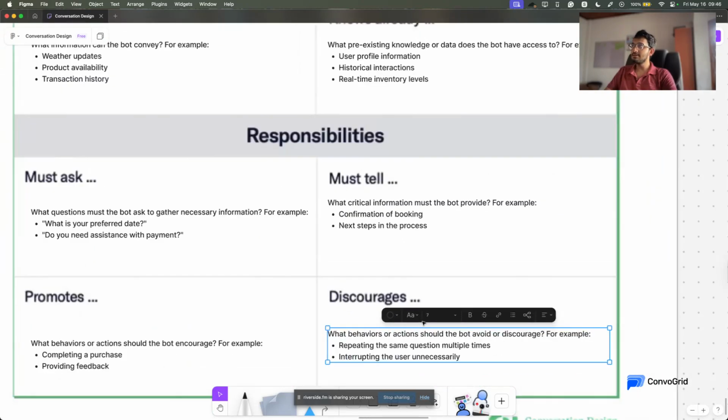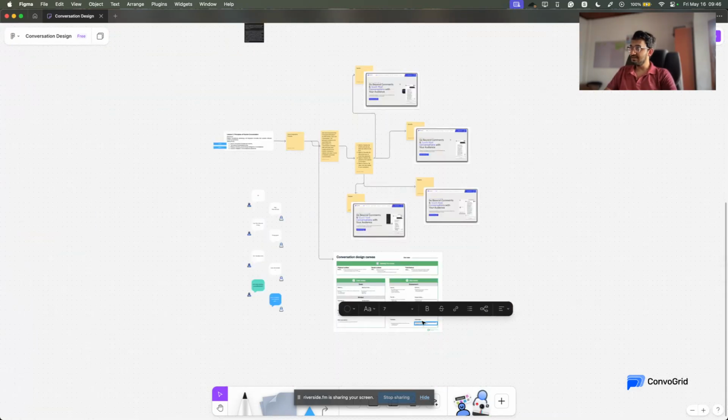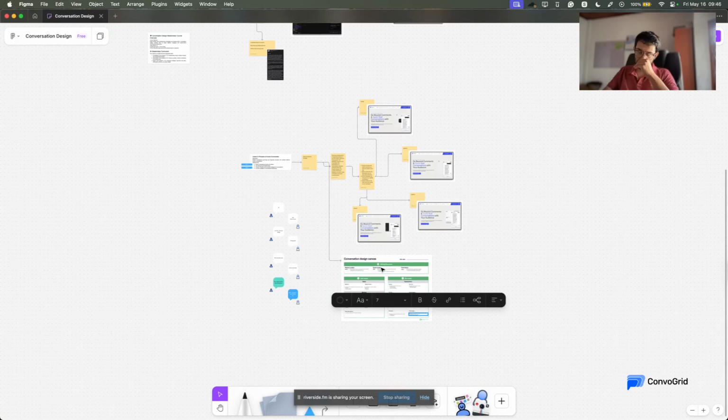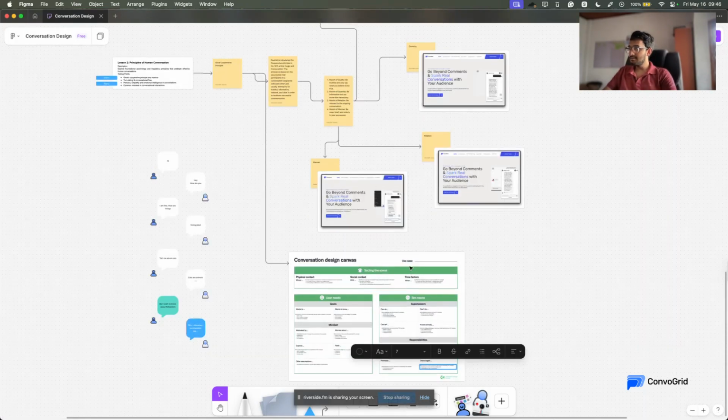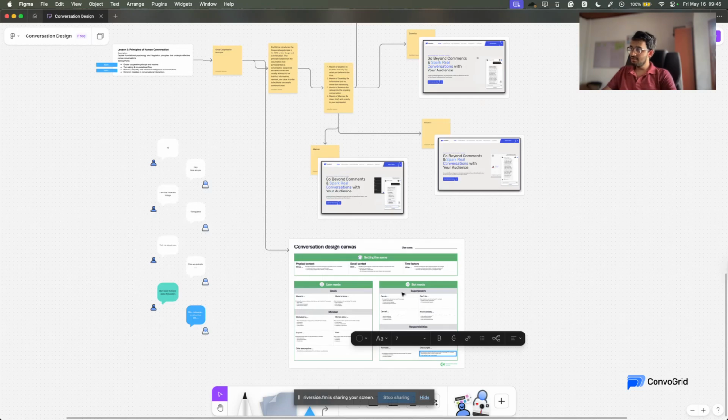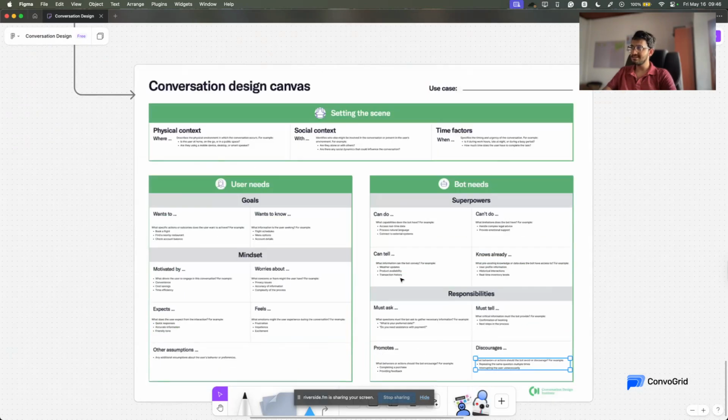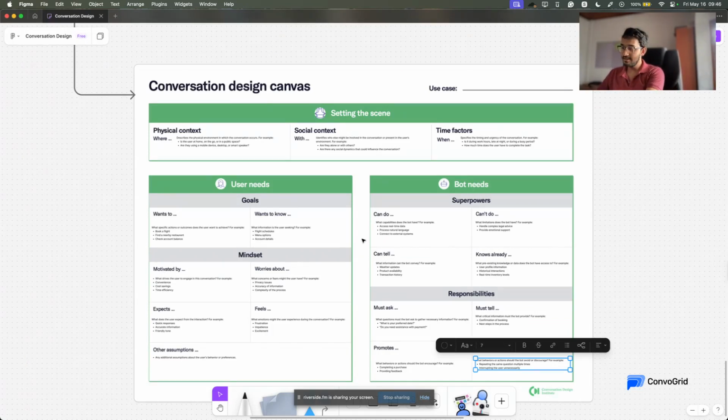So that is about the conversation design canvas. This pretty much covers a huge aspect of making a good bot. And once you cover all of these factors, you will be able to have a good enough bot. You will be able to have a bot that understands what exactly it's supposed to do, what its social context is, and what its superpowers are, in the sense of what it can do, and so on. And also you'll be able to understand what its responsibilities are, what the user expects, and so on.